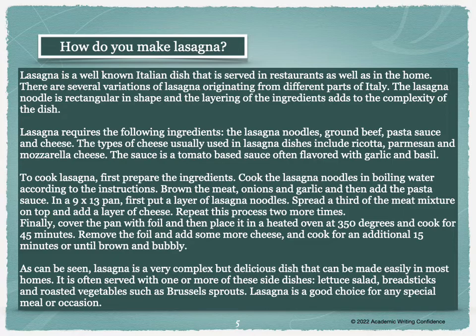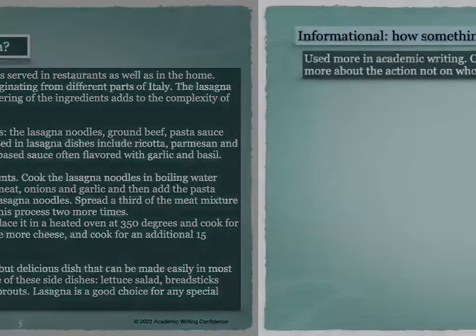You can see the first paragraph gives background information about what lasagna is. The second paragraph gives the list of ingredients needed to make lasagna. The third paragraph gives the actual directions, step by step. And finally, the conclusion restates the topic and why you should try making lasagna by following these instructions.